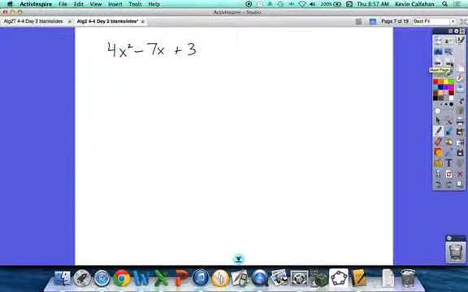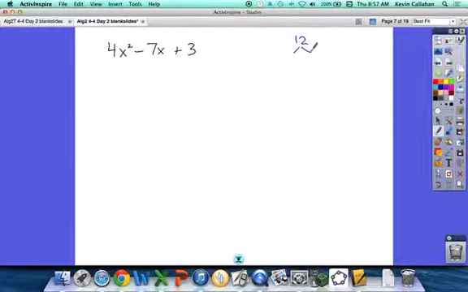Okay, let's do another one. So again, when you look at that first number, you see the 4. Unless 4 is a factor of every term, so that you could take it out, then you're going to have to factor it. You're going to have to go through this process. So first step is 4 times 3 is 12. Can you think of factors of 12 that add up to negative 7?